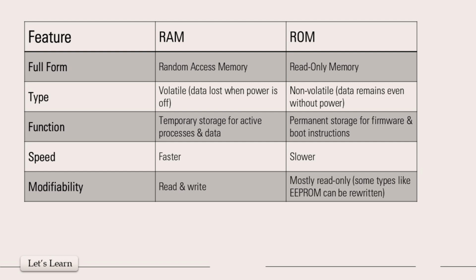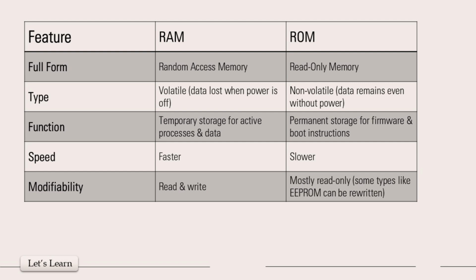ROM, however, is mostly read-only, meaning it cannot be modified easily. Some types of ROM, like EEPROM, allow rewriting, but the process is slow compared to RAM. The primary purpose of ROM is to store permanent instructions that do not need frequent changes.